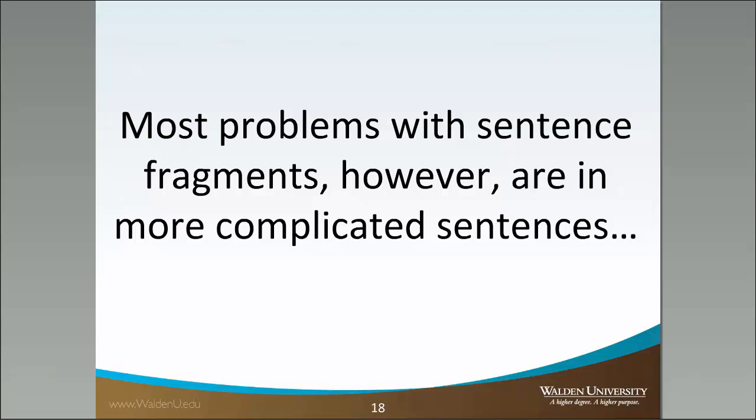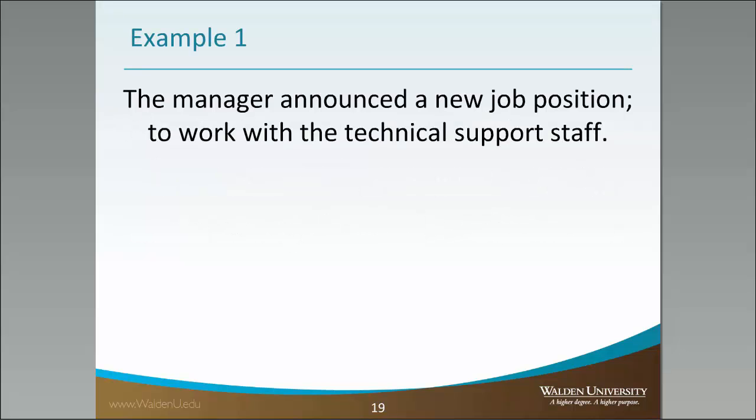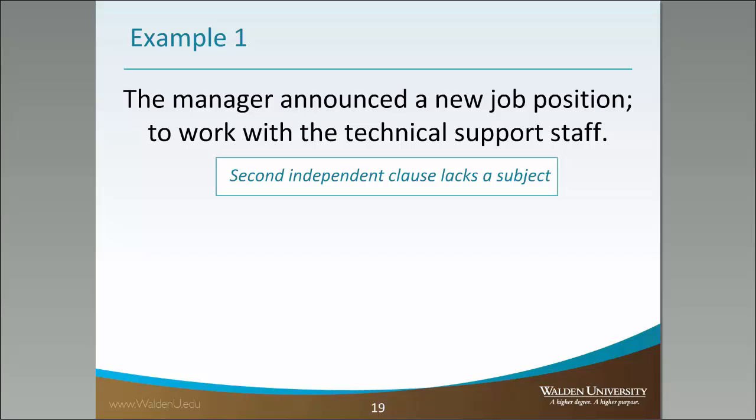So most problems with sentence fragments, however, are in more complicated sentences. I showed a couple of maybe simple examples, and we'll look at a couple of more complex examples. "The manager announced a new job position; to work with the technical support staff." We have a semicolon here indicating that we should have two independent clauses. But the second independent clause lacks a subject. It doesn't say who or what will work with the technical support staff.